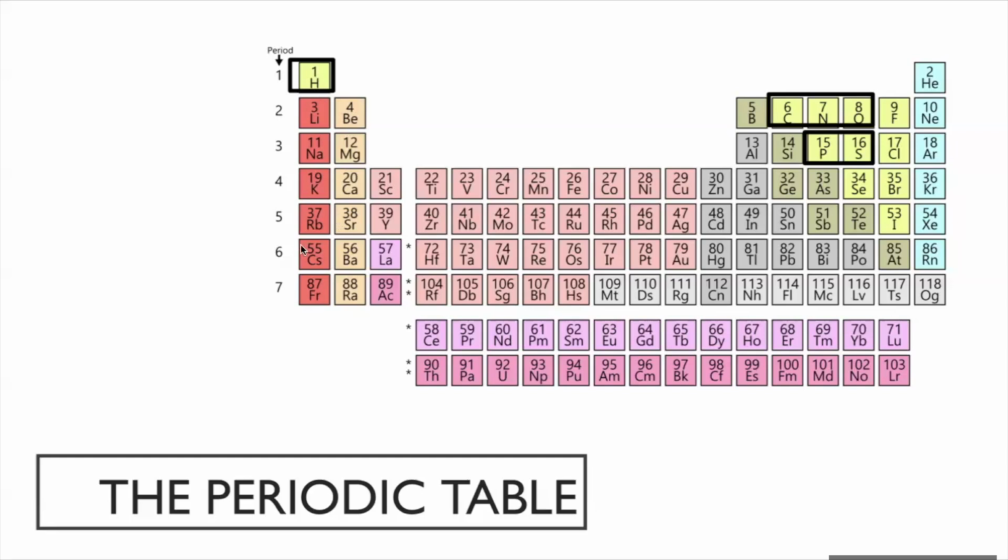So each column is a different group, each row is a different period. Some of the groups, group 1 is called the alkali metals, group 2 is the alkali earth metals, group 7 is known as the halogens, and group 8 is known as the noble gases. Each group has a name, but these are just very common ones that elements are pulled from in various problems. But each column, each group or family, those elements react very similarly to one another. For example, group 8, the noble gases, are all very unreactive. They have a very low reactivity rate.